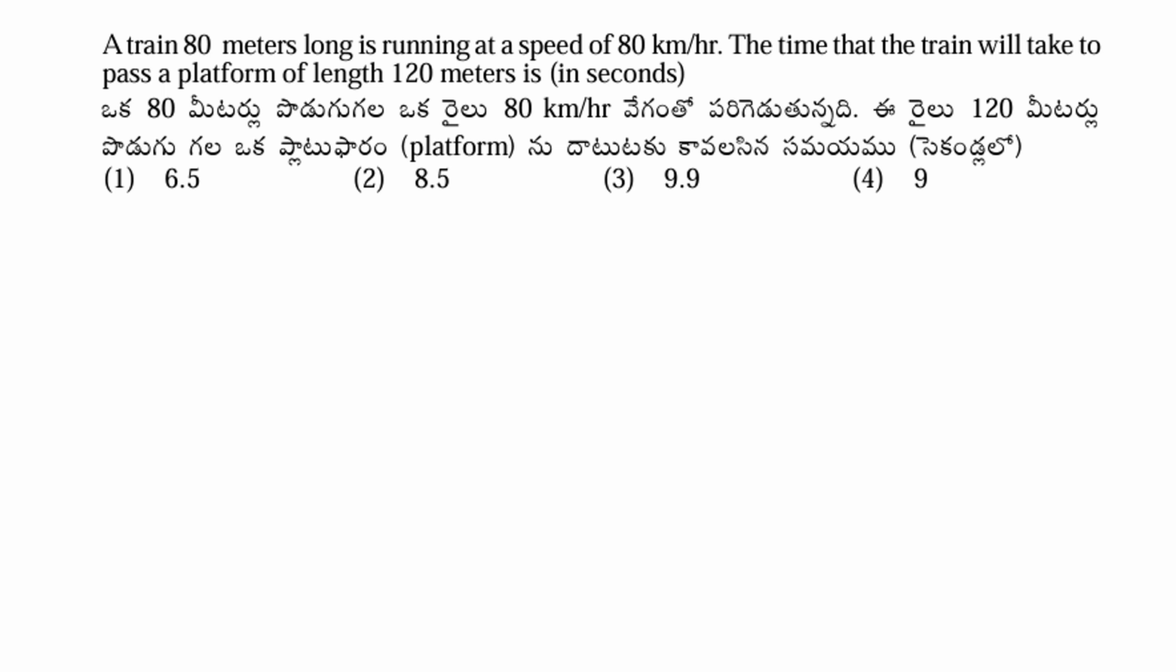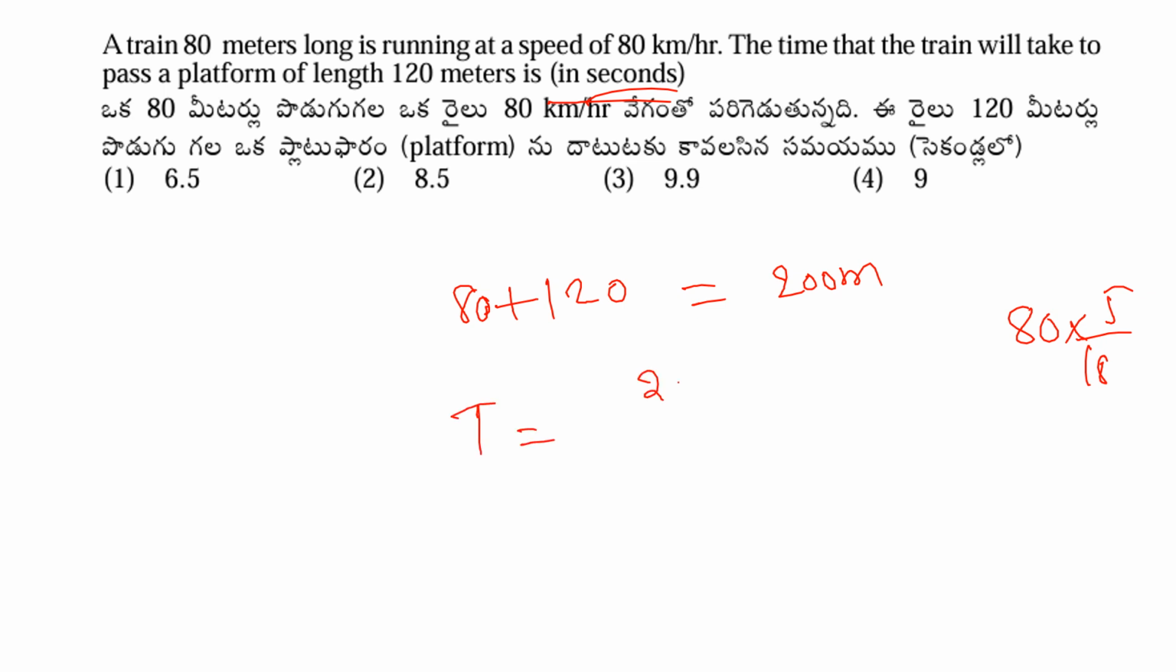So I just want to solve this, but at bit speed, right? 80 plus 120, you are aware, right? Already 80 plus 120, total 200 meters. In seconds, they are also asking for seconds, so 80 into 5 by 18. Okay, 80 into 5 by 18. You can see here time is equal to 200 by 80 into 5 by 18, right?